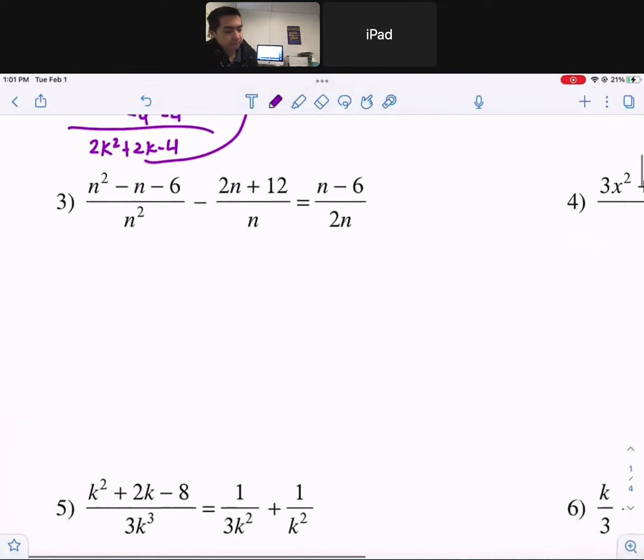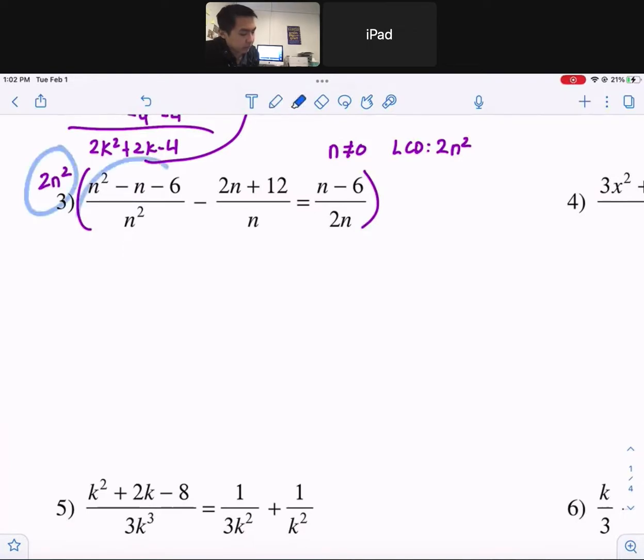Number 3. So n cannot be 0. That's the only value where you would get an undefined answer. The LCD is 2, because I see a 2, and I see factors of n. But because they all have the same factor, we take the higher one, n to the second. So we multiply all this by 2n to the second.